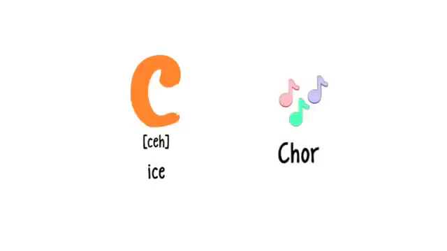Let's have a look at the letter C. C, which is pronounced like the C in the word ice. In the German language, the words which normally start with the letter C are pronounced like the letter K. Here we have the word Chor, which means choir.